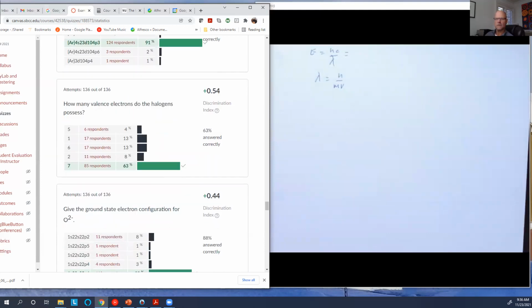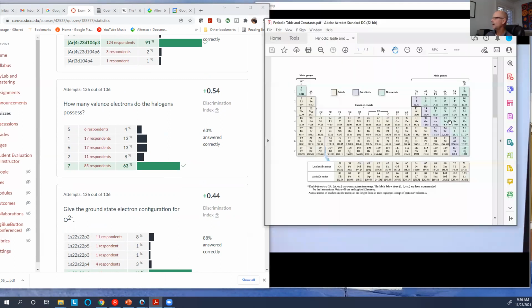How many valence electrons do the halogens possess? Well, here, the important thing was to realize what the halogens are. The halogens are these elements right here, right? And so that's group 7, and they have 7 valence electrons, okay?